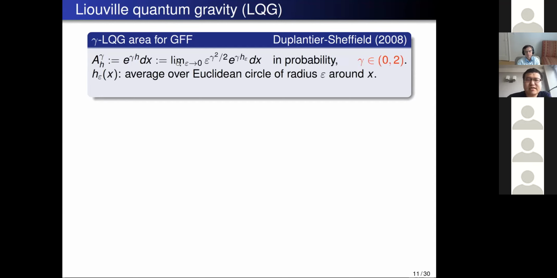So in order to give a precise definition, we need a regularization and a normalization procedure. Here, this h epsilon x is the circle average of the Gaussian free field, which happens to be a continuous function. And then after this normalization, we can show that this limit exists in probability. And this random measure is the so-called Gaussian multiplicative chaos of this Gaussian free field. And we know that this limit is non-trivial if and only if gamma is between 0 and 2.